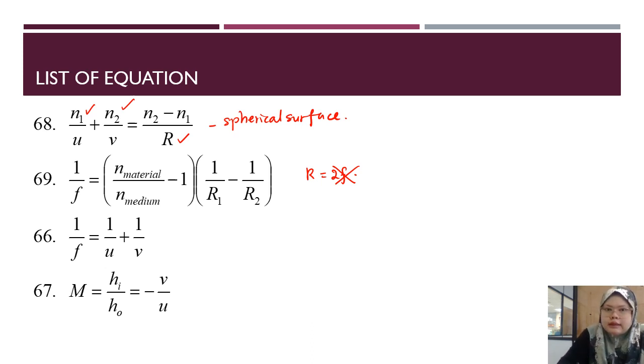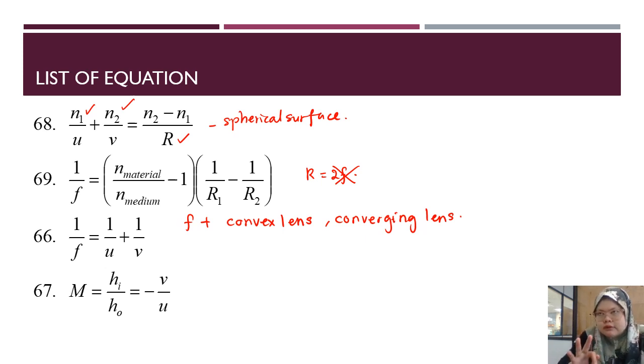Cuma untuk lens, F positif itu adalah untuk convex lens. Jangan confuse dengan mirror. F positif is for convex lens, ataupun kita panggil sebagai converging lens. So converging lens ada 3: biconvex, convex meniscus dengan plano convex. Tiga-tiga tu adalah convex lens dan dia adalah converging lens. Focal length dia mesti positif.